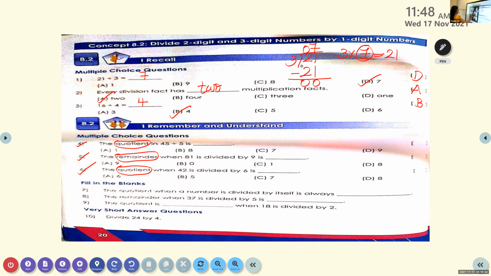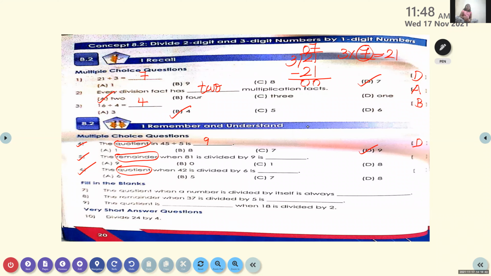Okay, children. Those who did not get the chance, question number 4. Aditi, the quotient in 45 divided by 5. What is the answer you got? 9. In 4, it will not go, so put a 0. Then in 45, it will go 9 times; 5 into 9 is 45. Subtract it, 0. So 9. Put a tick mark on D and write 9 on the dash. Write D in the bracket. Good, Aditi.